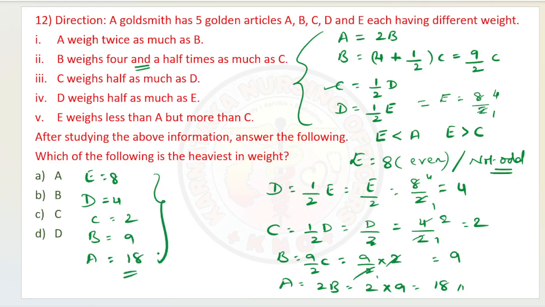So by looking at this data, we can answer the question: which of the following is the heaviest in weight? By this data, A is equal to 18, which is the heaviest in weight. So option A is the correct answer.